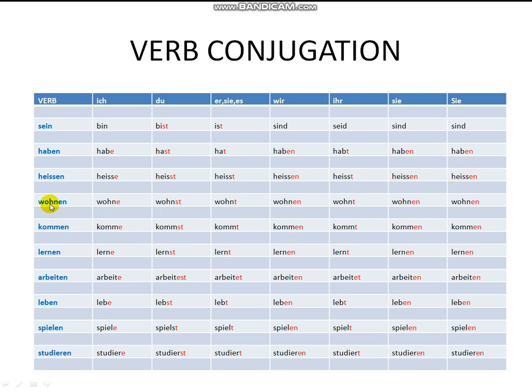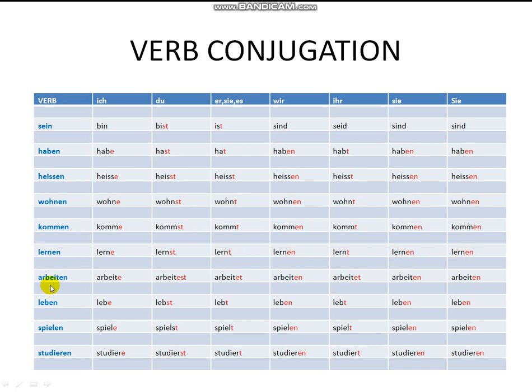To conjugate wohnen, to stay, ich wohne, du wohnst, sie, es wohnt, wir wohnen, ihr wohnt, sie wohnen, Sie wohnen. To conjugate the verb kommen, to come, ich komme, du kommst, sie, es kommt, wir kommen, ihr kommt, sie kommen, Sie kommen. To conjugate the verb lernen, to learn, ich lerne, du lernst, sie, es lernt, wir lernen, ihr lernt, sie lernen, Sie lernen.